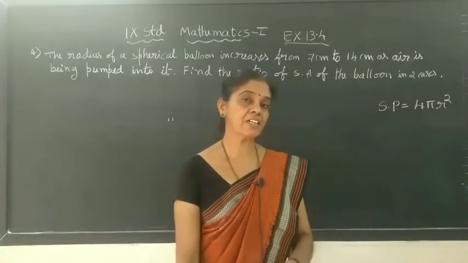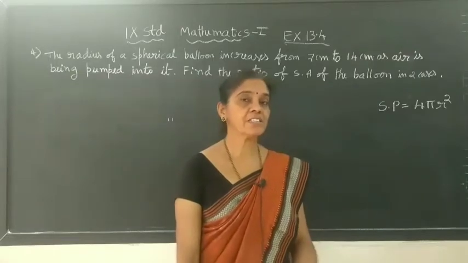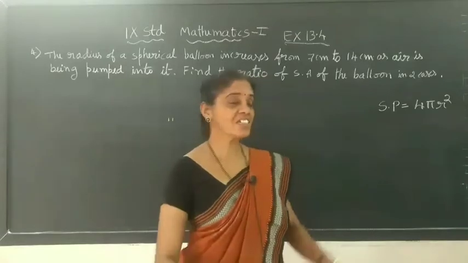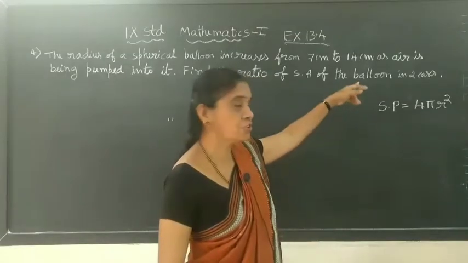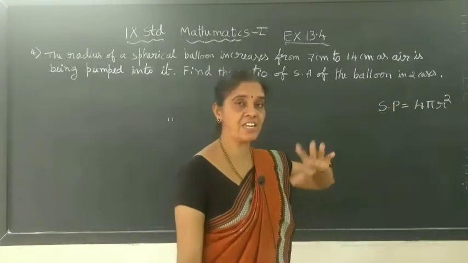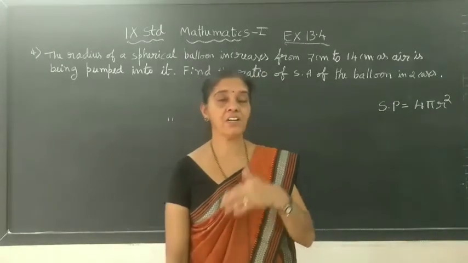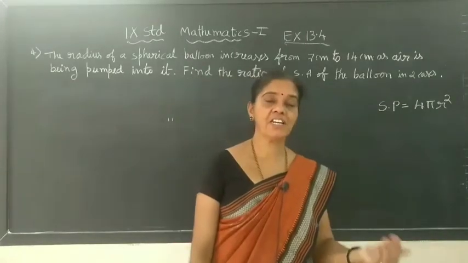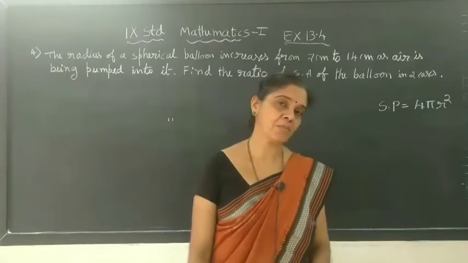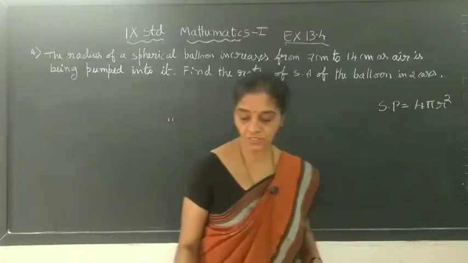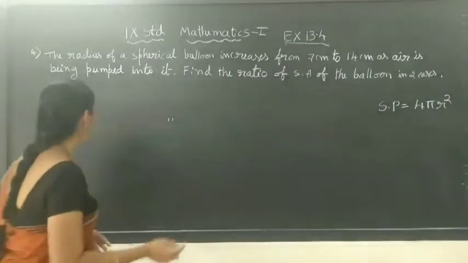Now in this problem we have to find the surface area in both the cases, then its ratio. At last they want the ratio in the two cases, first case and second case. The first case is the radius 7 centimeter, and after filling much air the radius is 14 centimeter, and we need the surface area in both. Two cases we have to find out. So we will start doing the problem.